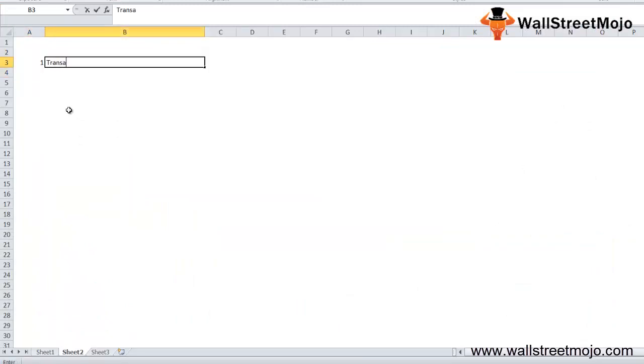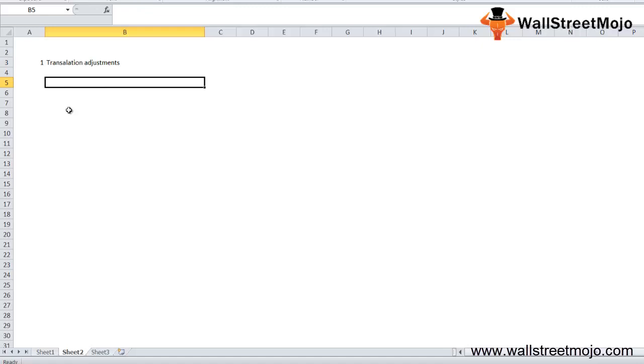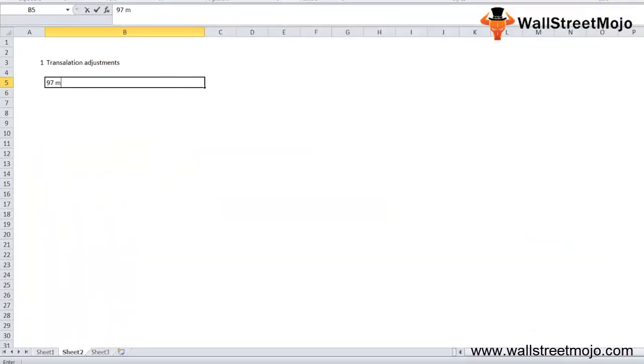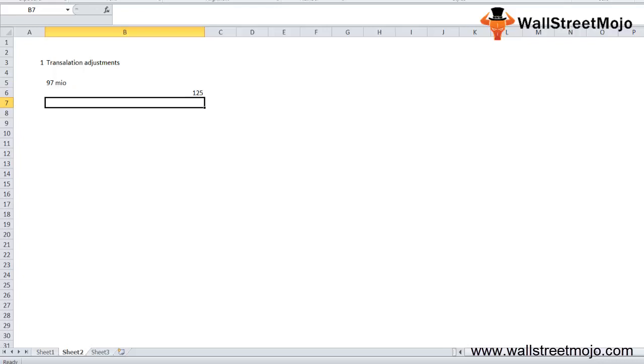First is the translation adjustments. Now, the foreign currency translation gains or losses do not flow through the income statement. Therefore, they are included in the statement of comprehensive income. So what we saw from there, the cumulative foreign exchange translation adjustment, the adjustment attributable to the non-controlling interest, is 97 million pre-tax, and 125 million net of taxes.